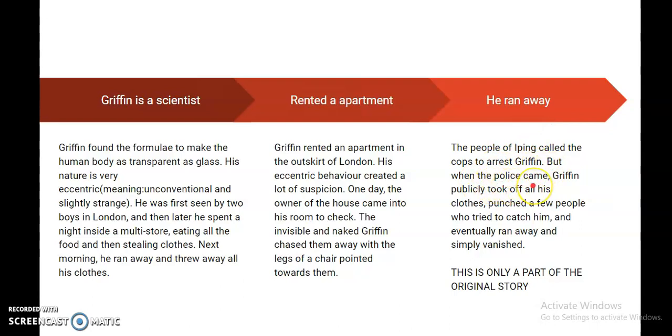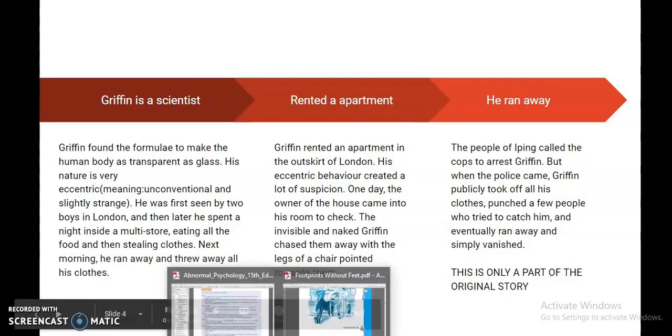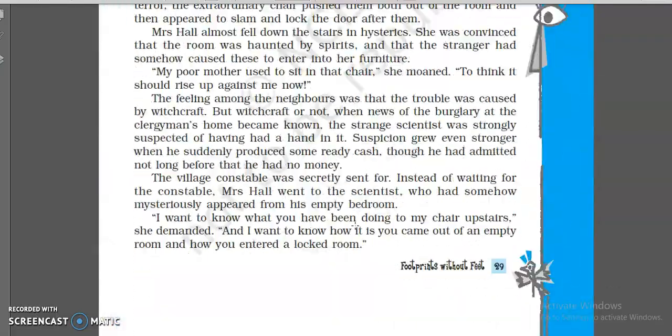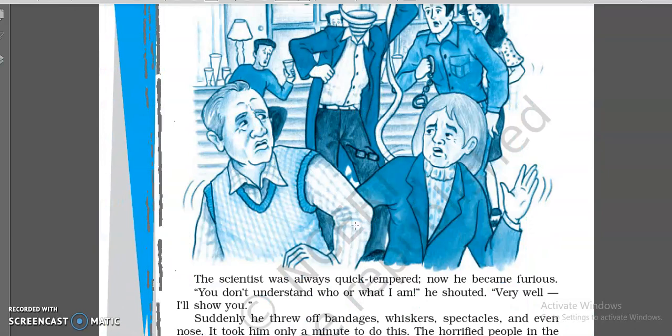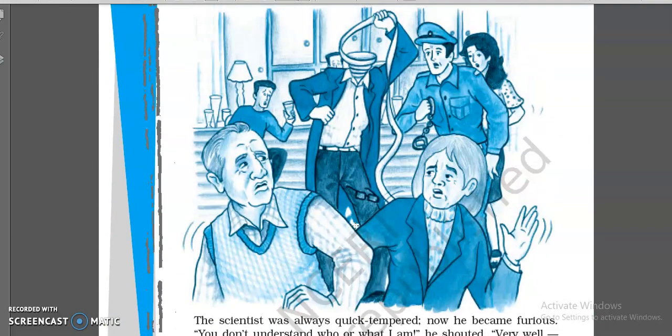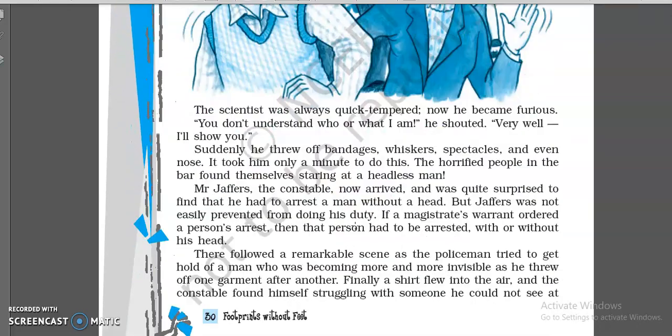But when the police came, Griffin publicly took off all his clothes. These are the parts. Please remember, you have to be reading these lines. It's a very simple story. So this is the scene when they have called the police and he's taking off all his clothes. Let me read the last paragraph.